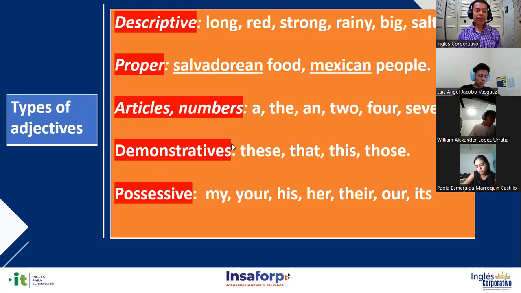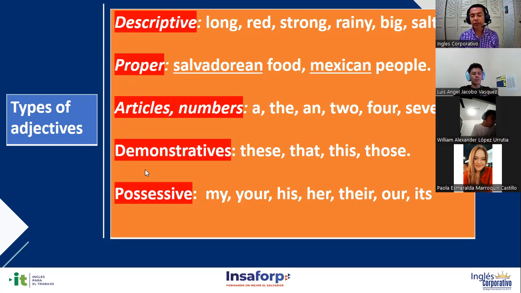Okay. Now, we also have demonstratives, right? Demonstratives are this, that, these, those, estos, ese, esto, esa, etc. Also, we have possessive adjectives, right? Adjectives that demonstrate possession. My, your, his, her, their, our, its, right? My car, my class, your book, his house, her pencil, their computer, our class, its house, etc. So here we have some types of adjectives, right? One, two, three, four, five types of adjectives, right? Okay, good.